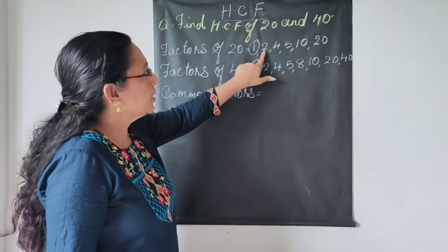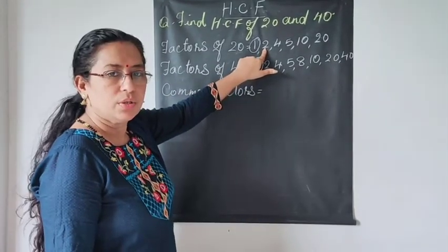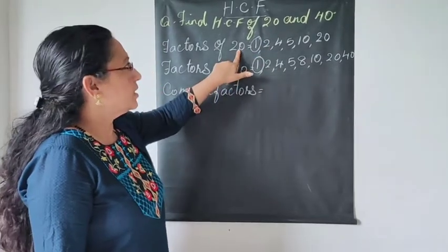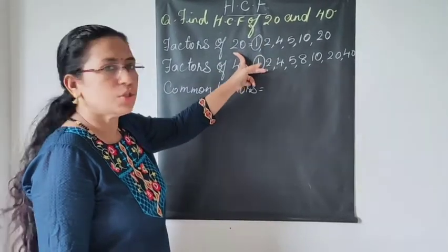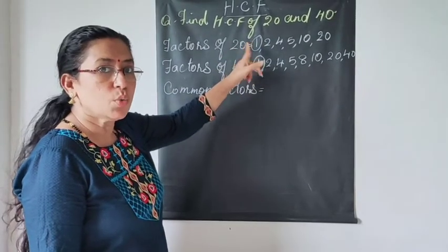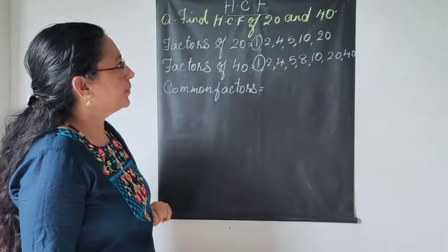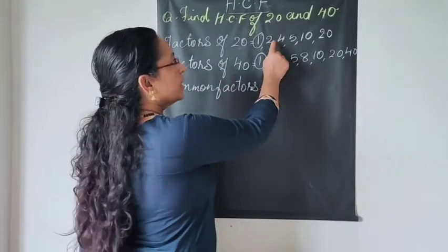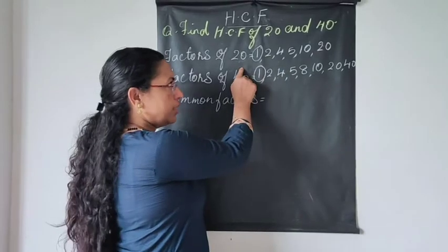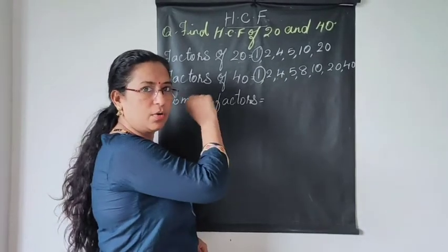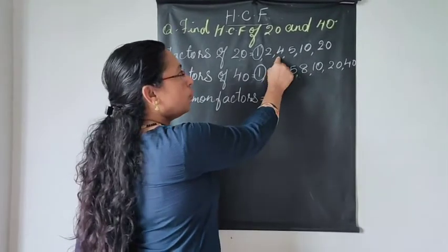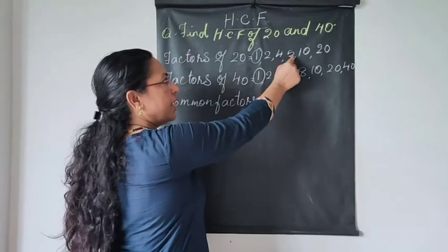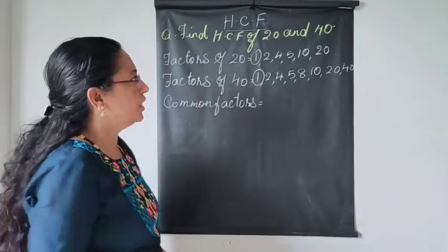Then next, take the next number, 2. 2 is a factor. 2 tens are 20. So 2 and 10 are factors of 20. Next, 3 we cannot find in 20's table. So 3 is not a factor. 4 5s are 20. So 4 and 5 are also factors of 20.